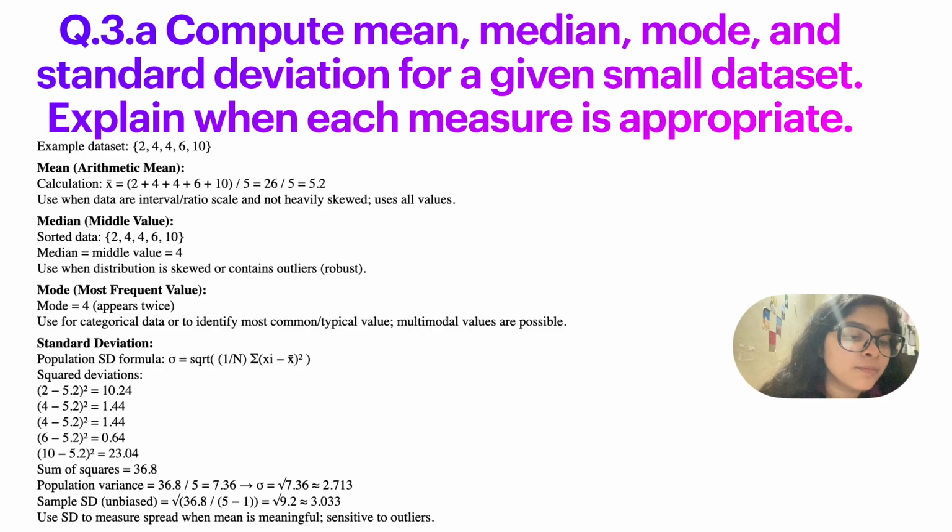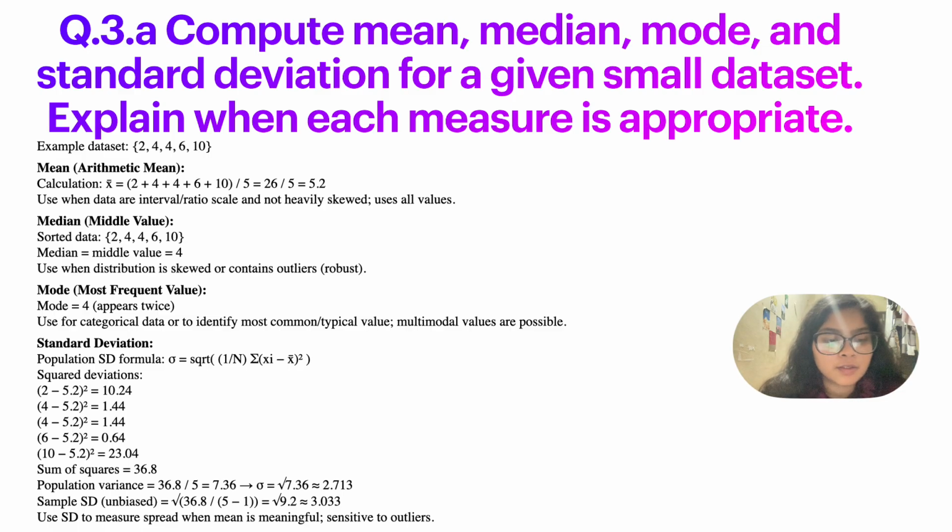Standard deviation is calculated as the square root of the sum of the squared differences between each item in the data set and the mean, divided by the total number of items in the data set.